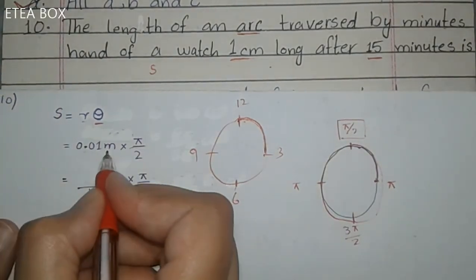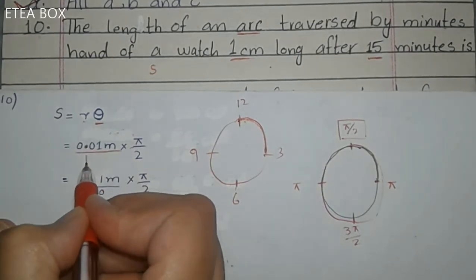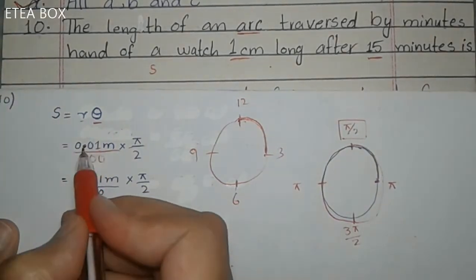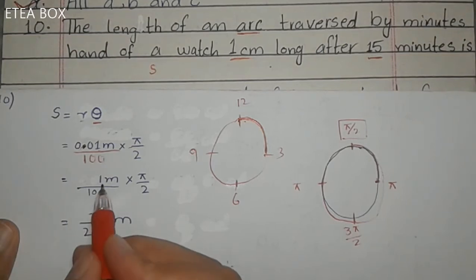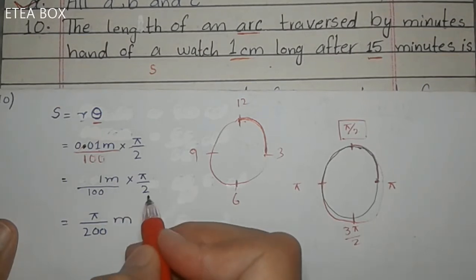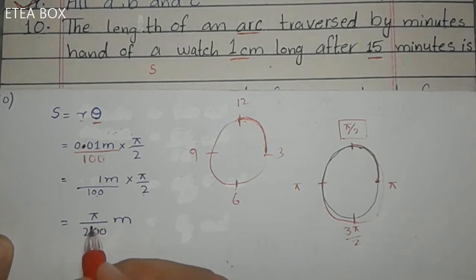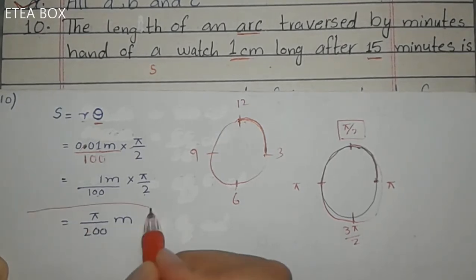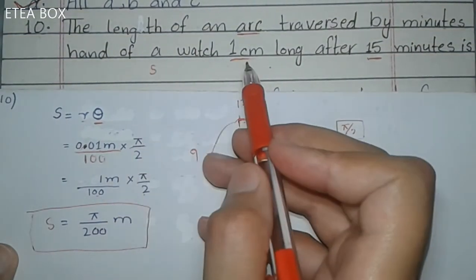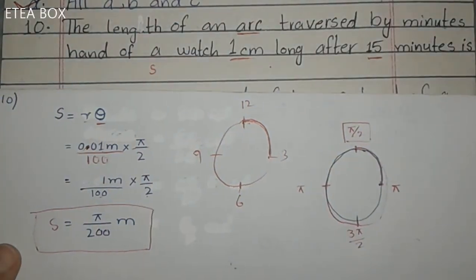Now I can write it like this. So I can write it as 1 over 100 meter multiplied by pi by 2. Now let's multiply these two: 2 times 100 is 200, so pi by 200 meter. So the arc length traversed by the minute hand of a watch 1 centimeter long after 15 minutes is pi by 200 meter.